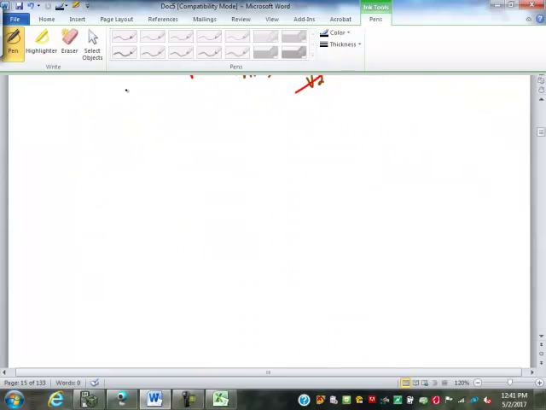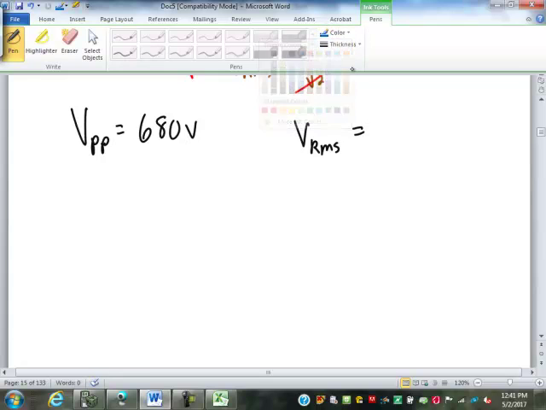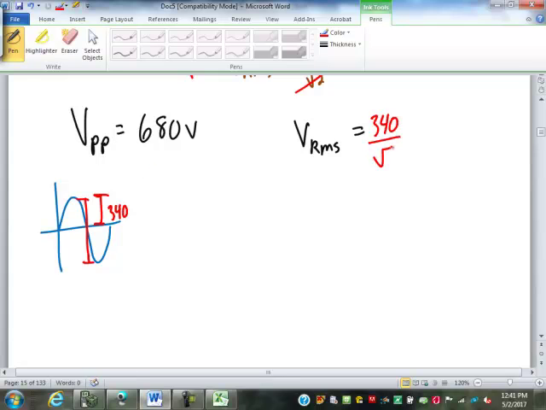If I tell you that the voltage peak to peak is 680 volts, find the RMS voltage. What does peak to peak mean? Yeah, top to bottom. It's twice the peak. So peak to peak would be here, so that is saying that from here to here is only 340. So that's what you're dealing with. And that should be about 240.4 or something like that. Just 240 volts is good enough.